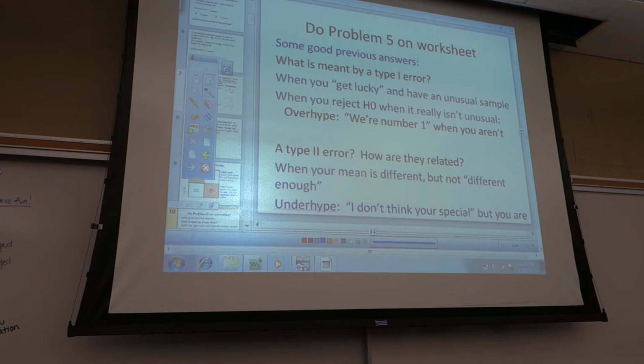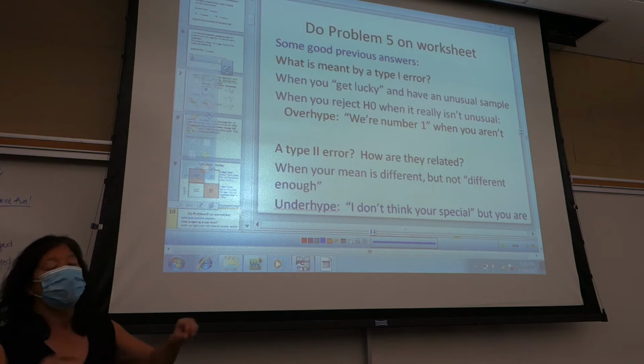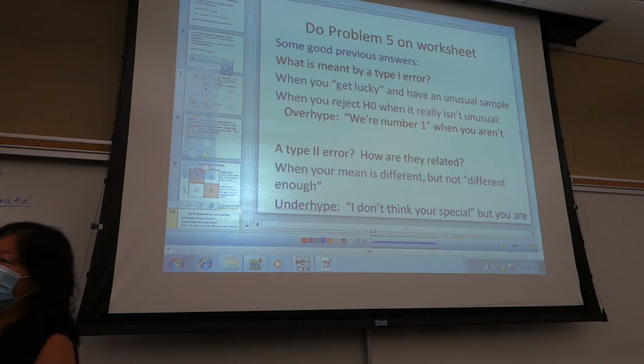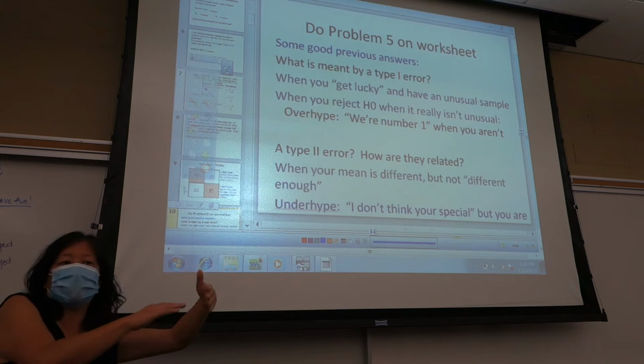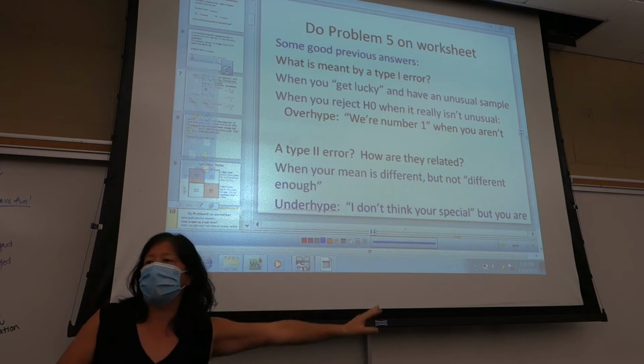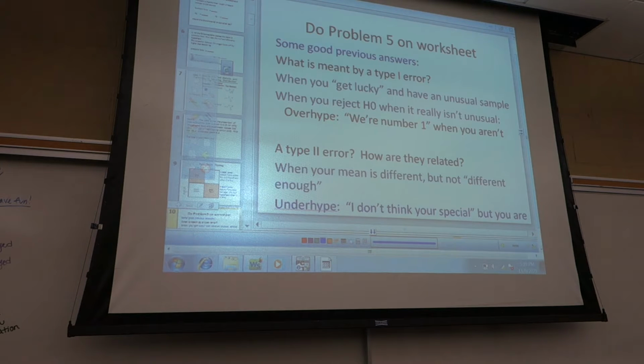Some of the things that people have said before in class that were really good ones were, type 1 error is sort of when you kind of get lucky, right? So you think that you have something unusual, but really it's just an unusual sample. And that's when you reject H naught when it really is not unusual. Type 2 error is when your mean is different, but not different enough to register as being unusual. It's kind of out there, but it's not far enough away to say, oh, for sure it's different.